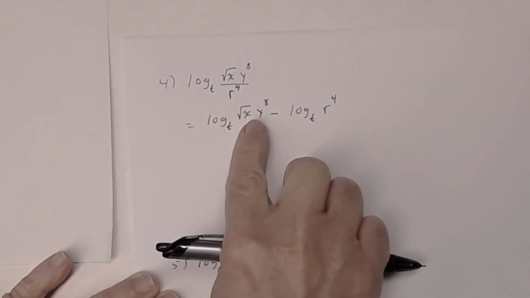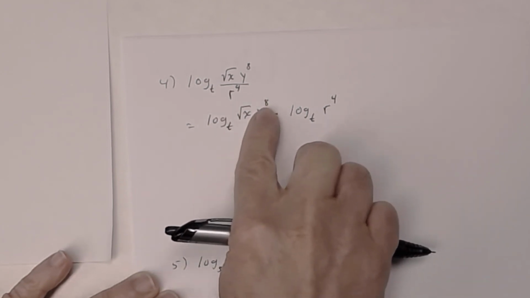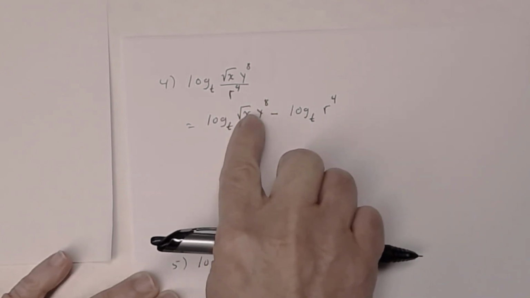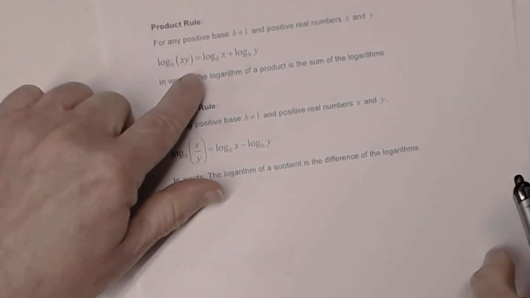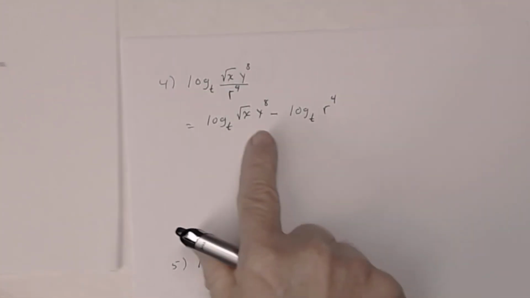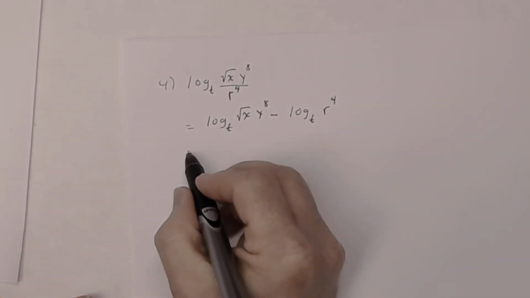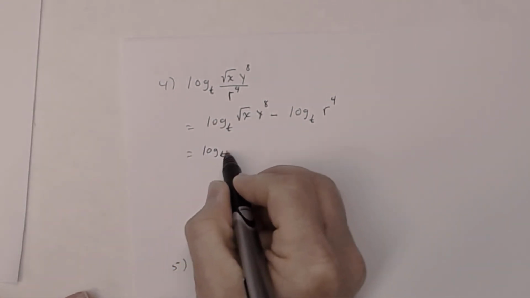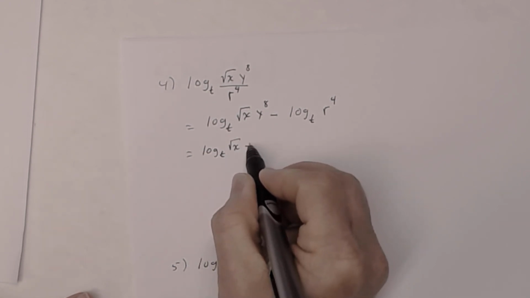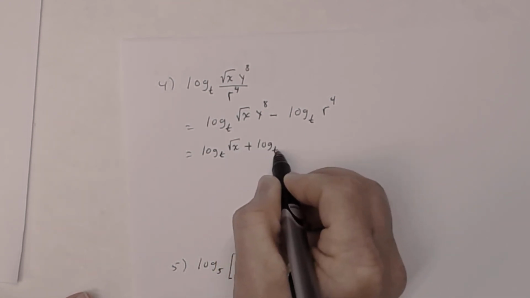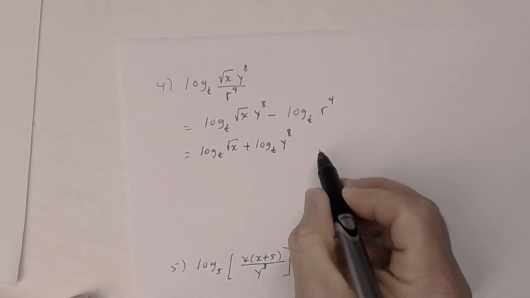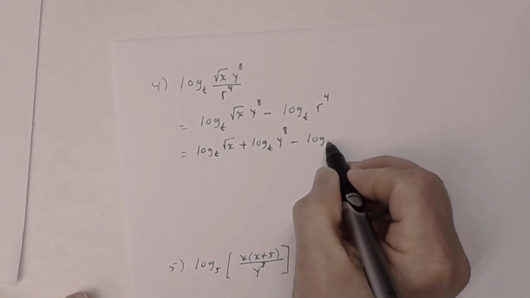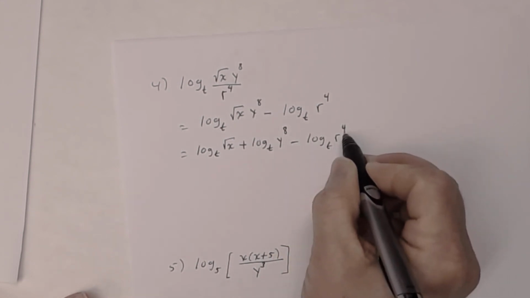But if you look at your first log right here, that's the log of a product still. So since that's the log of a product, I can expand it using the product rule. And the product rule says I can write it as a sum. So then this becomes the log base t of the square root of x plus the log base t of y to the 8th power minus the log base t of r to the 4th.